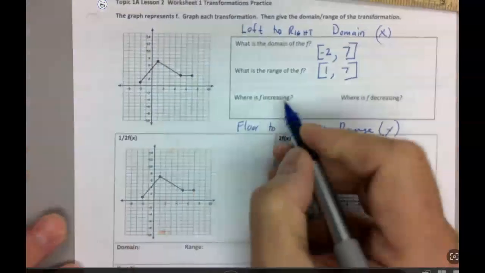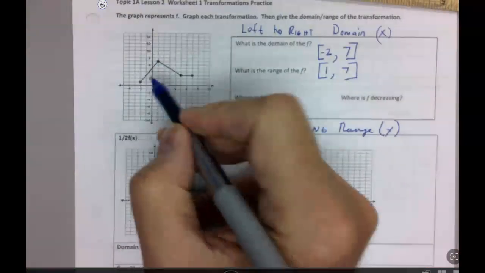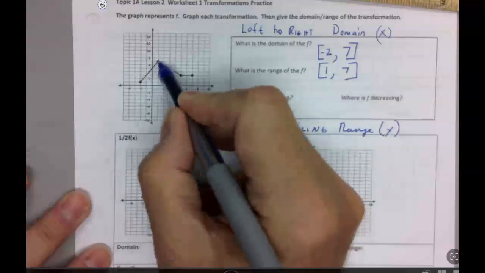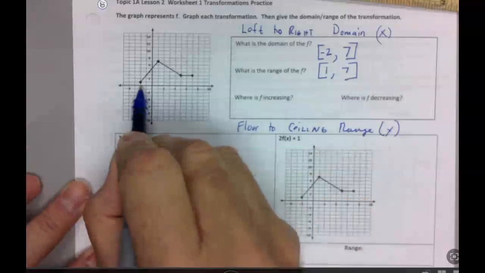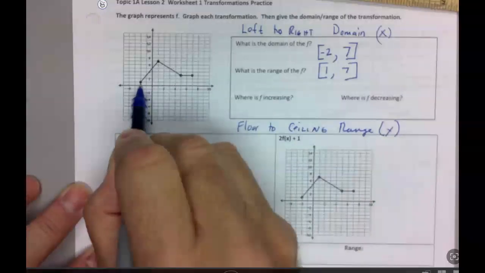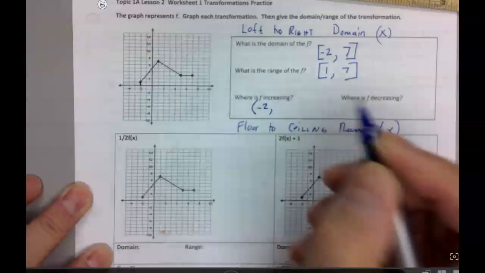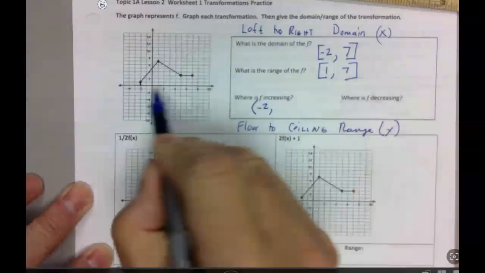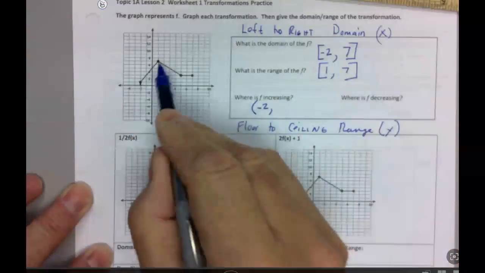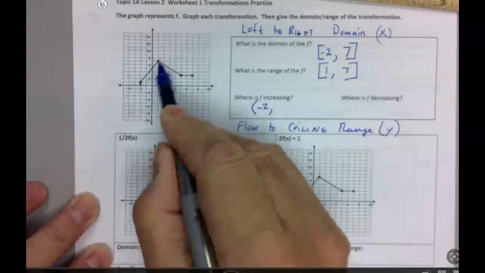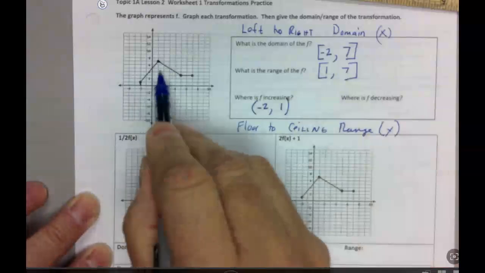Okay, now, increasing, decreasing is from left to right. Agreed? So does everybody agree with me? From left to right, it's increasing here. So what is the x value there? -2. And when you increase or decrease, it's always parentheses, because it's not increasing or decreasing at that point. Okay? And then what's the x coordinate for this one here? 1. So it's increasing on the interval from -2 to 1.